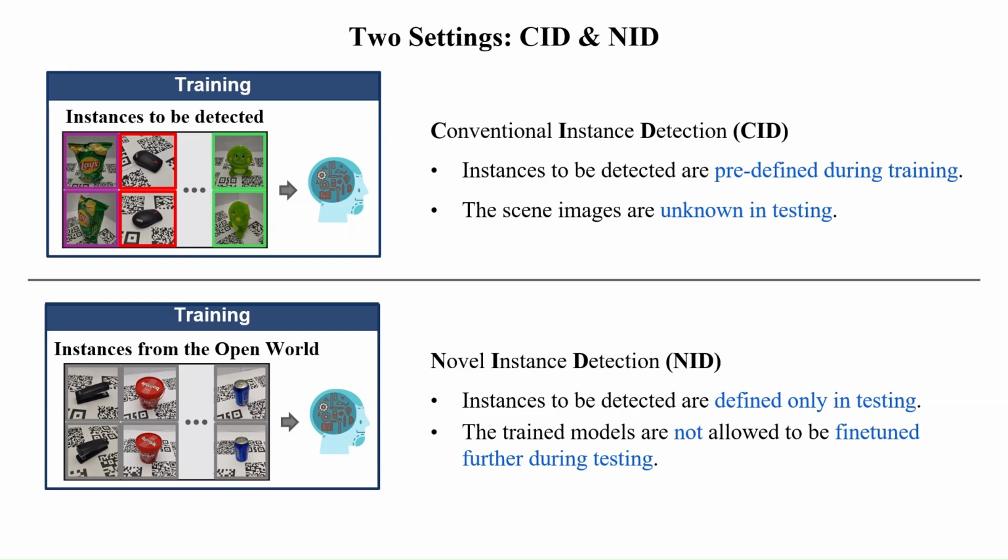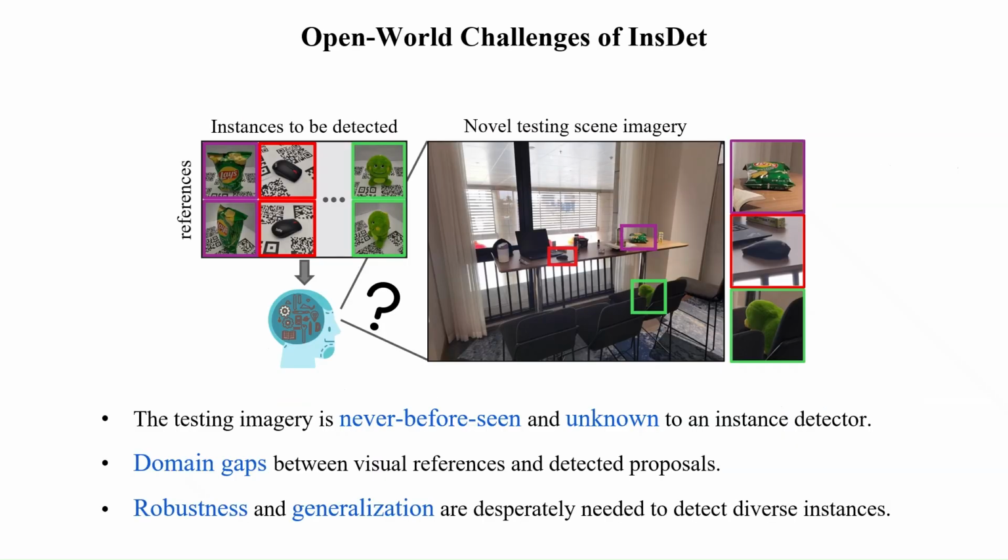Another one is novel instance detection. This setting requires object instances to be detected to be defined only at testing time, and doesn't allow the models to be fine-tuned further during testing. The difference between the two settings is whether object instances are predefined during training or defined on the fly in testing.